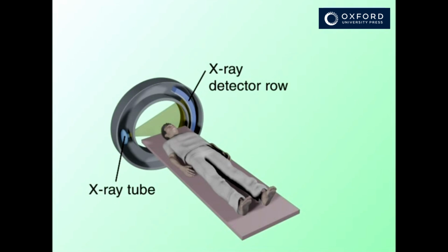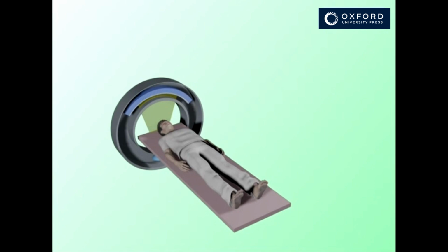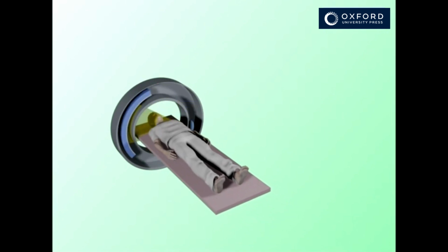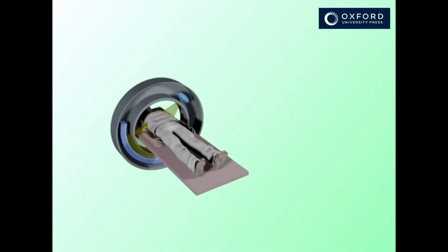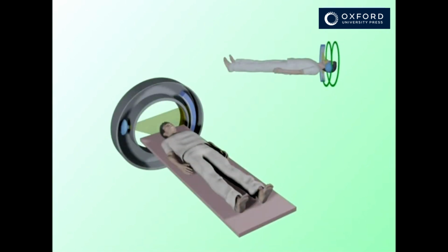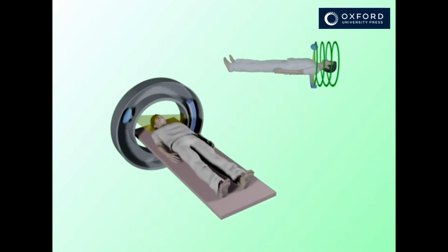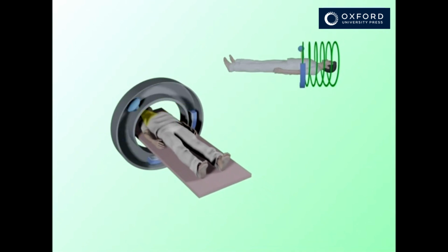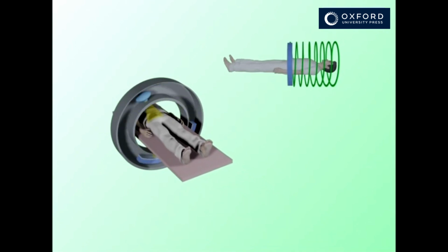While the patient is slowly moving through the scanner, the X-ray source and detectors rotate around the patient's body. As a result, the X-ray source and detectors relatively move in a spiral path over the patient's body.